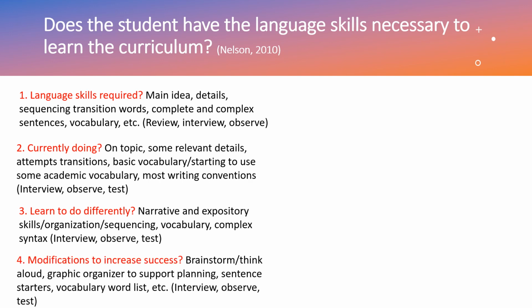And then 4, what are those modifications that could be given to her to increase her success? Some things we might consider is if she did some sort of brainstorm or think aloud before writing activity and filled out a graphic organizer with some support for planning and sentence starters, could we see that oral and written language bridged together for higher success? If she's given a vocabulary word list as support, whether it's in an oral discussion or in a writing assignment, does that help her be more successful?